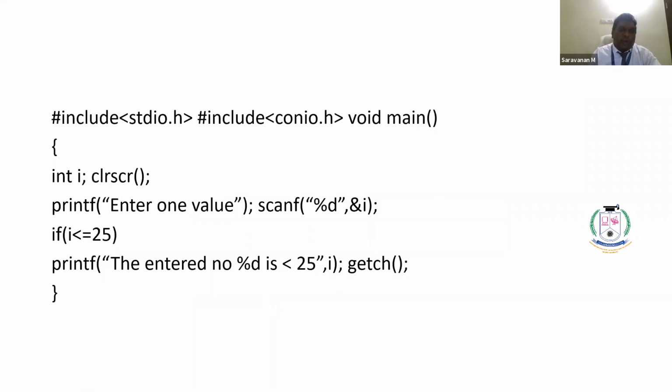Now this is the simplest program for us to see. Int I, clear screen, printf, enter one value. That is, it is going to be printed on my black screen: enter one value. Let us assume that I'm going to type 25. The printf is going to give the output as this.